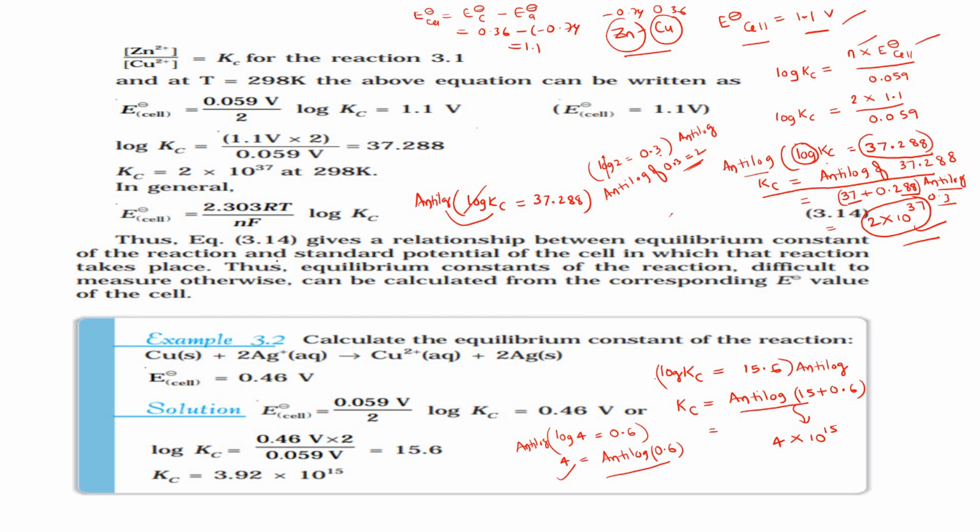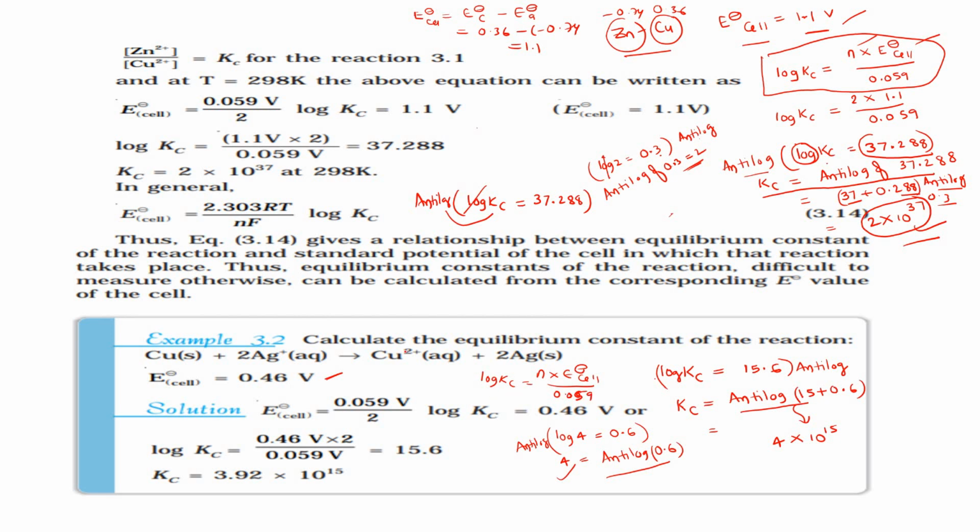Take one more example here, to understand clearly. E naught cell value, how much did I get? 0.46. Now substitute in this formula: log Kc is equal to n into E naught cell by 0.059. This formula you have to consider. When you substitute in this formula, we calculate log Kc, so log Kc equals n into E naught cell divided by 0.059. This is the formula only, right?